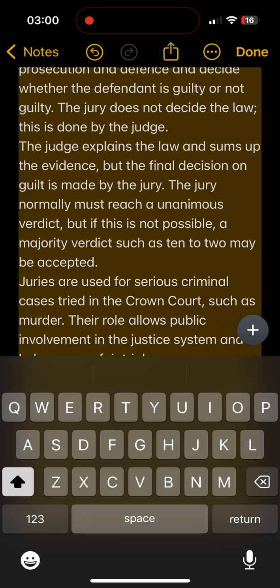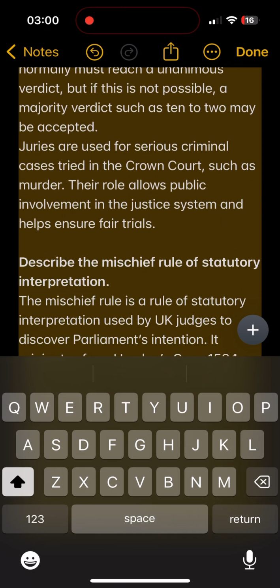The judge explains the law and sums up the evidence, but the final decision on guilt is made by the jury. The jury normally must reach a unanimous verdict, but if this is not possible, a majority verdict such as 10-2 may be accepted. Jurors are used for serious criminal cases tried in the Crown Court, such as murder. Their role allows public involvement in the justice system and helps ensure fair trials.